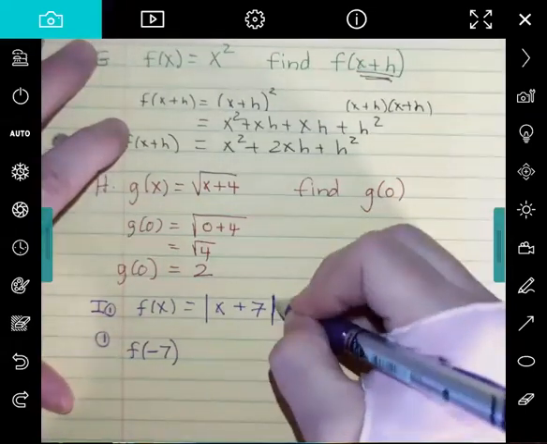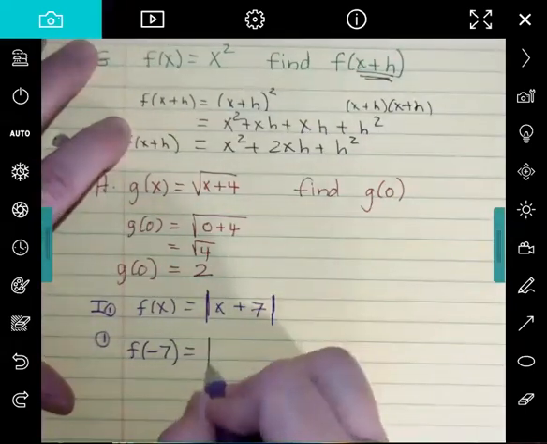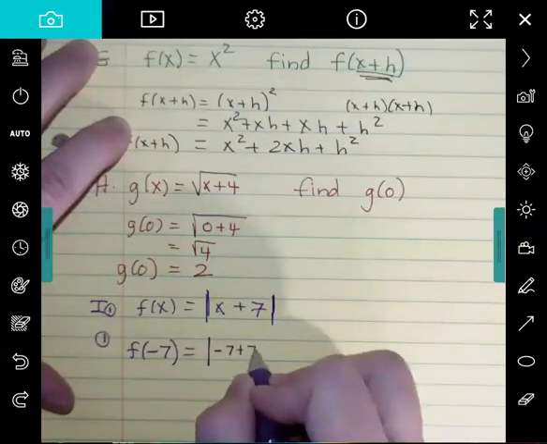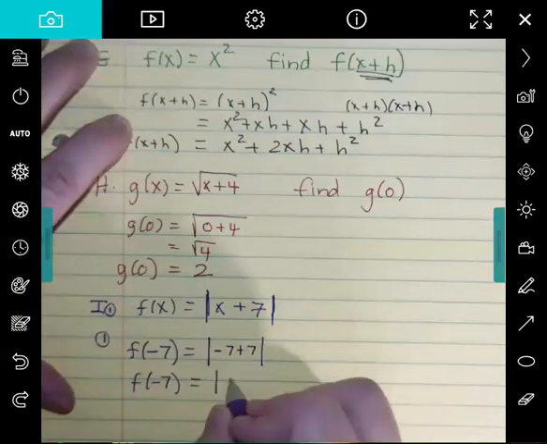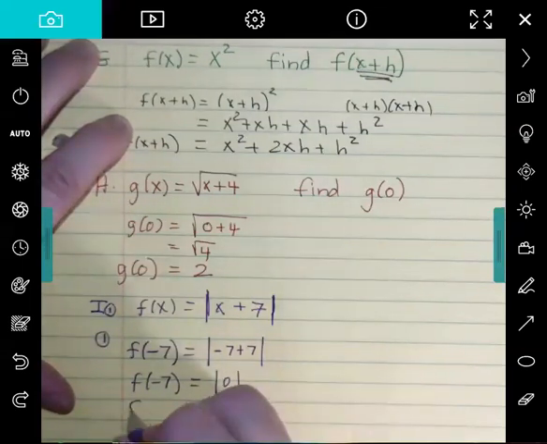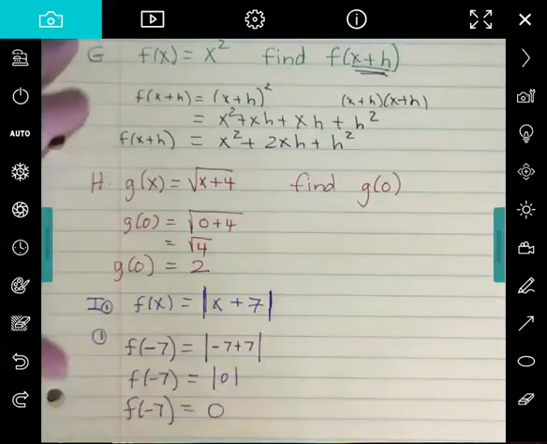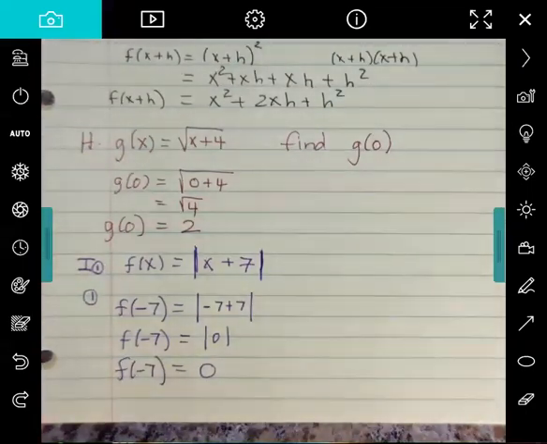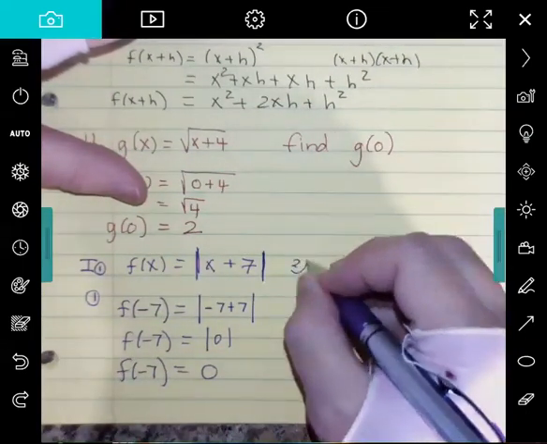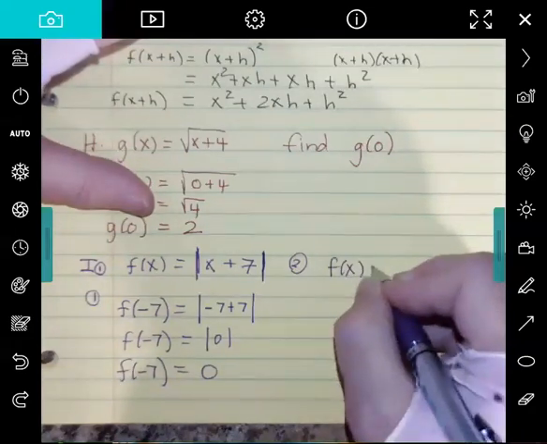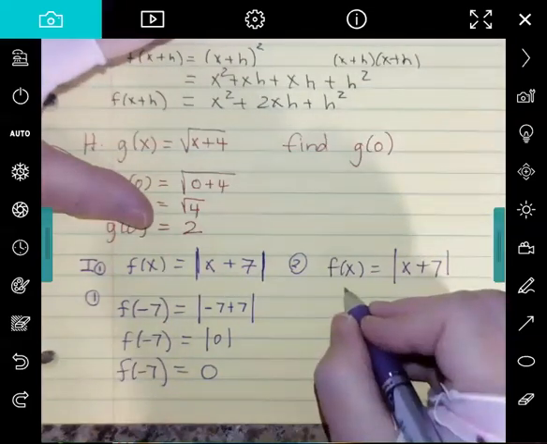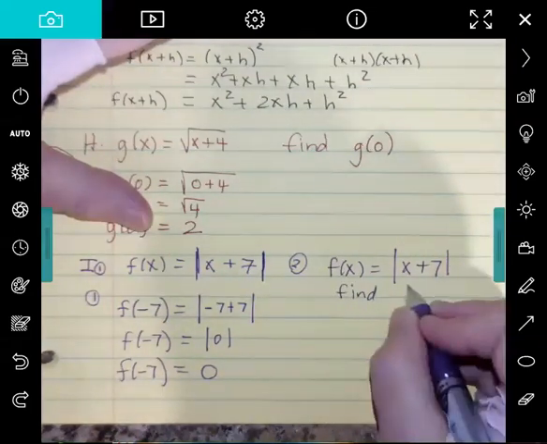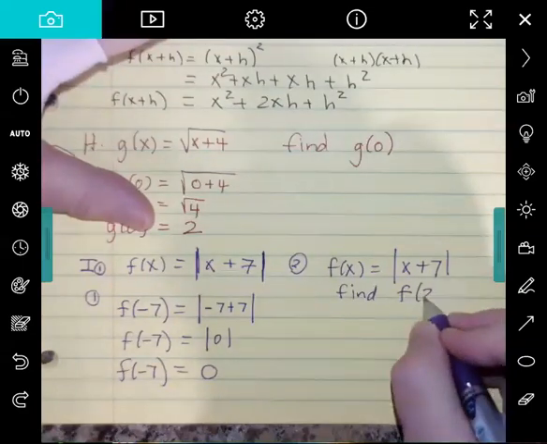Those are absolute values, by the way. Get that? Perfect. And part B, part 2 on this, again, using f of x is equal to the absolute value of x plus 7. This time I want you to find f of 2.